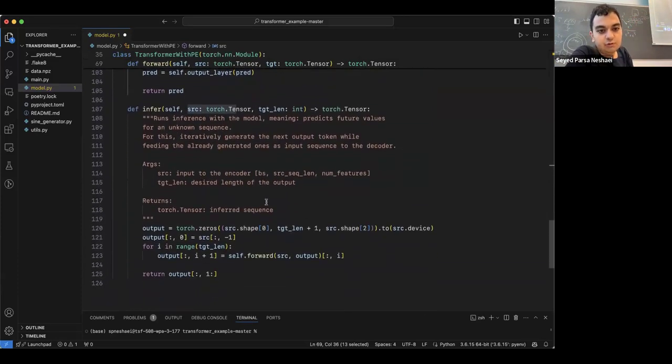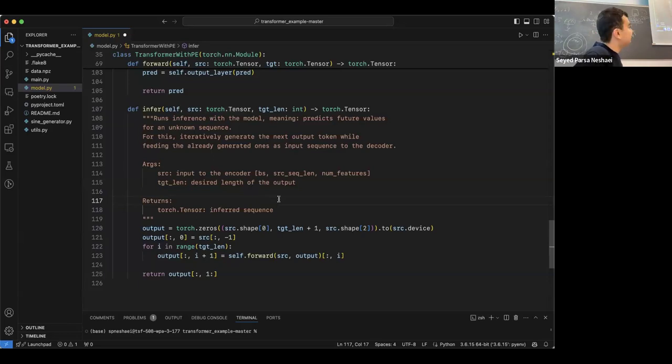So what do we have here? Here is running the inference of the model, and it is a bit similar to what you said. Here they are zeroing the output to initialize the model, and each time they are generating a new entry and adding it to the output. So the output is added over time.